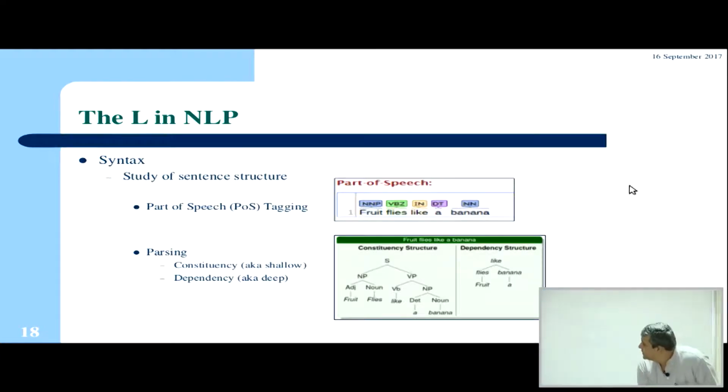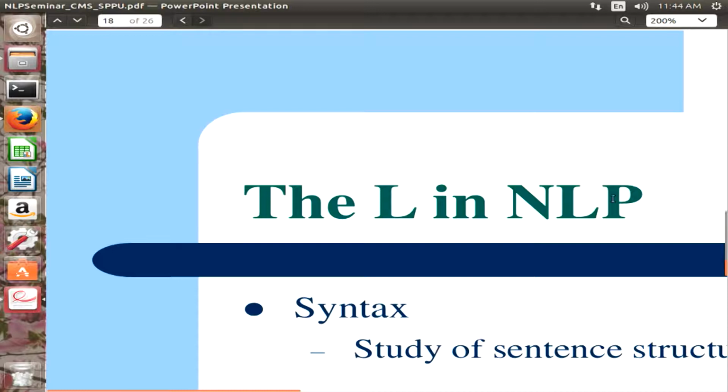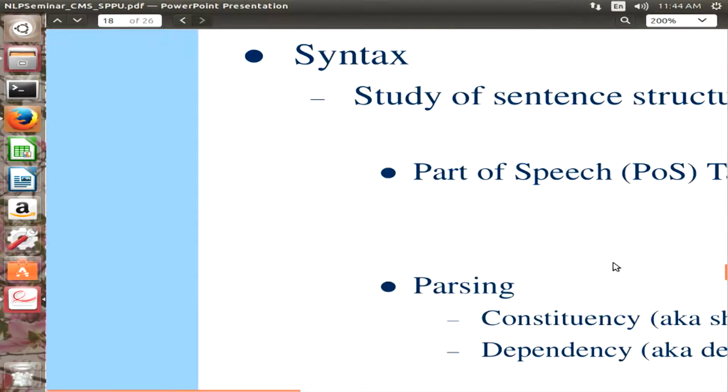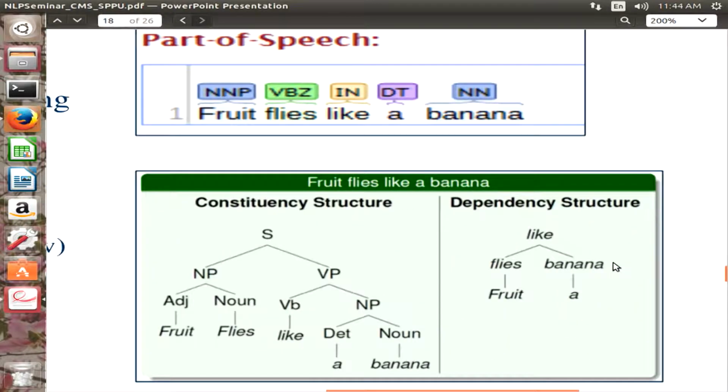Are you able to read this now? Fruit flies like a banana. Now, I just found this on the internet, so I took it. That's a curious example to take. It is divided into noun phrase, verb phrase, then adjective, noun, etc. All this parsing has to happen. Now this is one way of parsing a sentence. The other way is, the important word is the verb like, and everything else is connected to this.